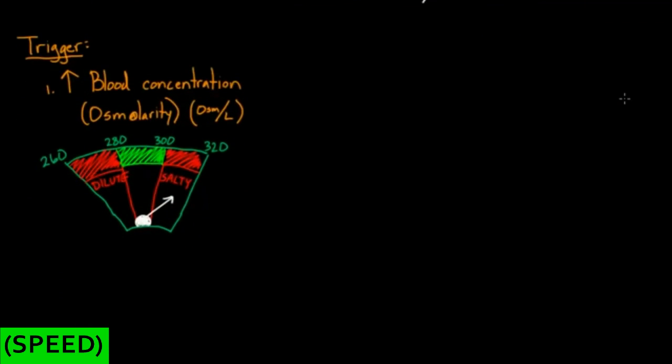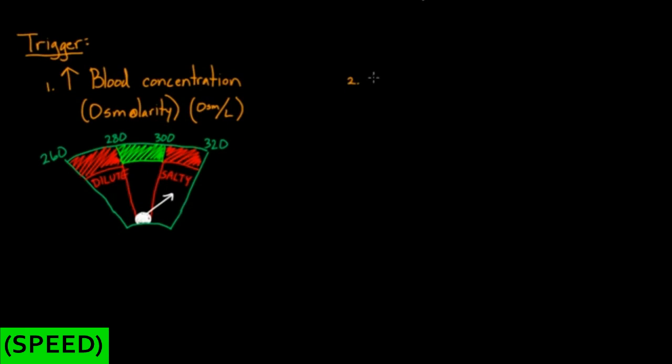Okay, so now what's a second trigger? What's another reason why we might release ADH? Low blood volume. Low blood volume. Think about that for a second. How in the world would your body even know that the blood volume is too low?